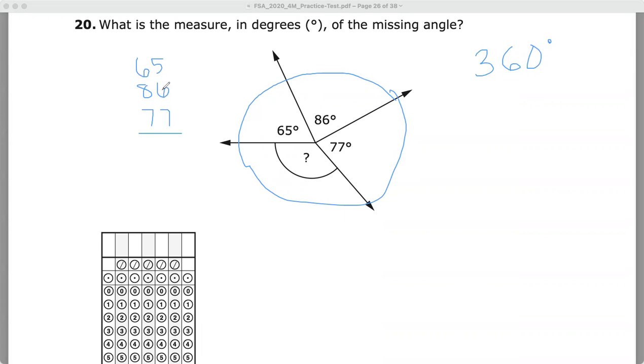So 5 plus 6 is 11, plus 7 is 18, and 8 plus 7 is 15, plus 6 is 21, plus 1 is 22. So I'm going to subtract 228 from 360. And I have 132.